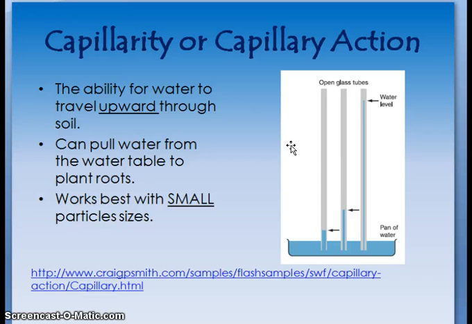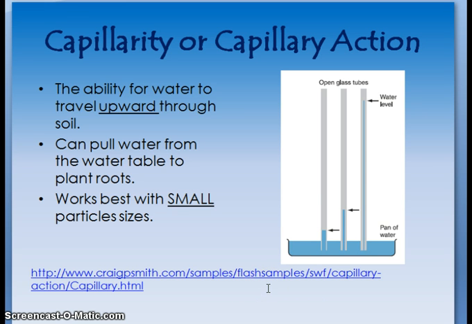The very last thing is capillary action, or capillarity. This is the upward movement of water through soil. This can pull water from that water table, as we talked about, all the way up to plant roots. Now, this works the best with small particle sizes. So if you look here, this is the largest tube, this is the smallest tube. You're going to see that in the small tube, water is going to rise the highest. Just like small, tiny tree roots, they're going to be able to pull that water up to the tree itself.